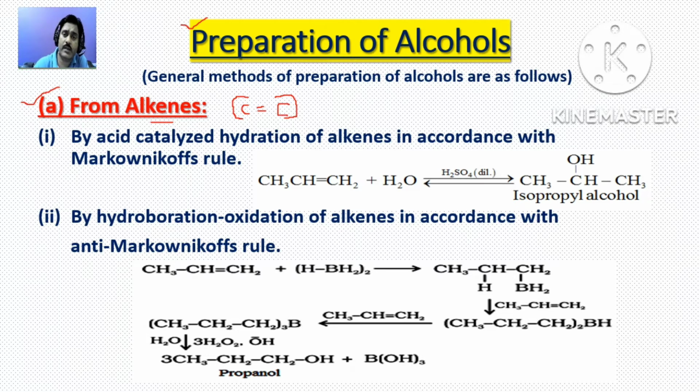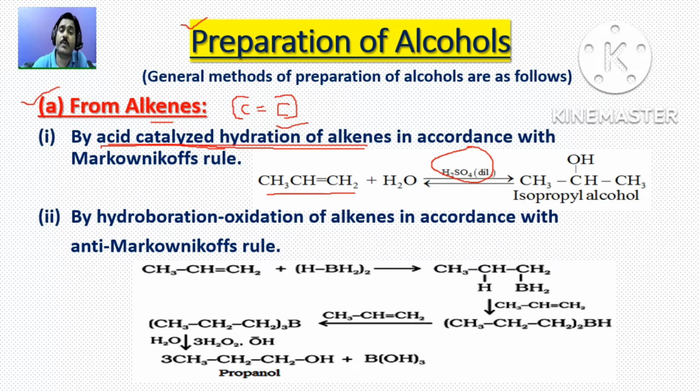How can we prepare alcohols from alkenes? By catalytic hydration, acid catalytic hydration. What do you mean by hydration? Addition of water is called hydration. What is acid catalyzed? Acid will be used as a catalyst. Acid will be used to enhance the rate of reaction. Okay, so let us see one example.